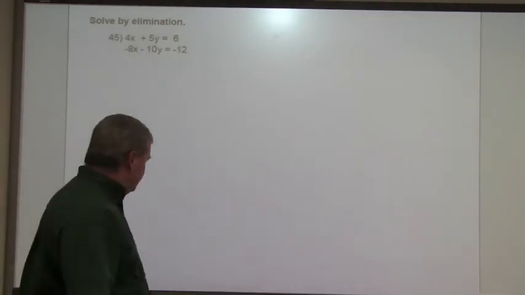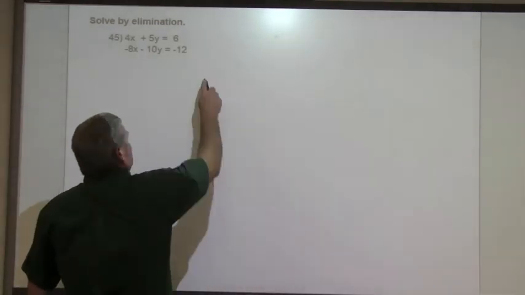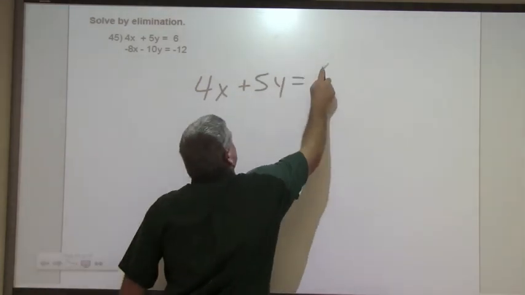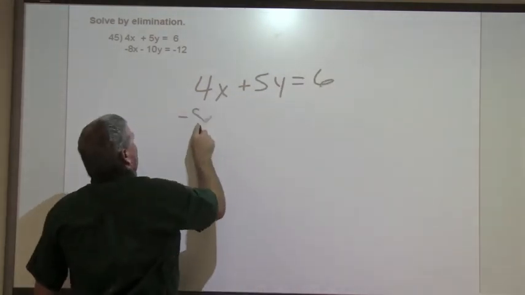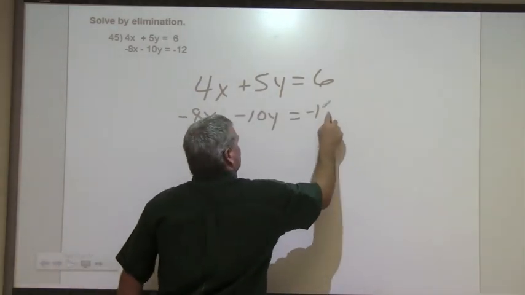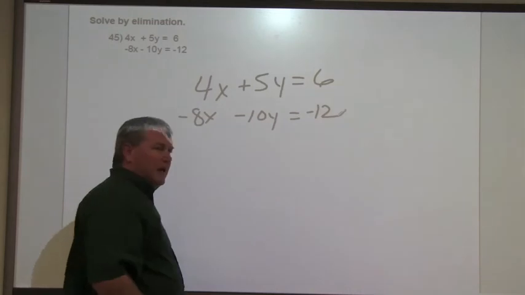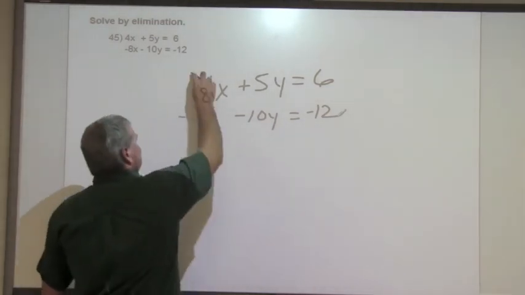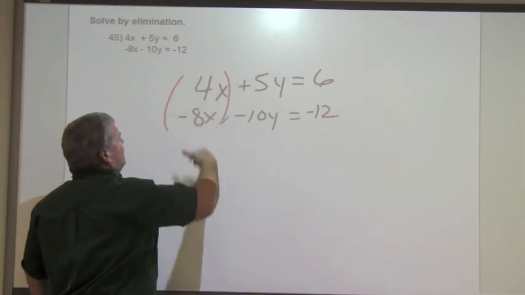One more question using elimination method. We got 4x plus 5y equals 6. Negative 8x minus 10y equals a negative 12. Again, I need to make them opposites. I'm going to go ahead and do my x's this time. I want these two to be opposites.